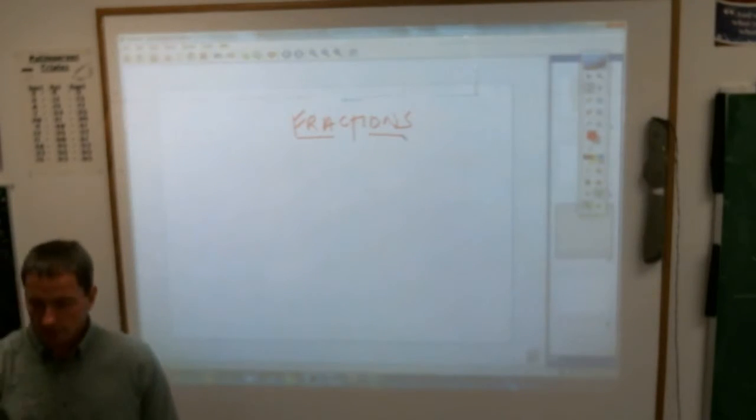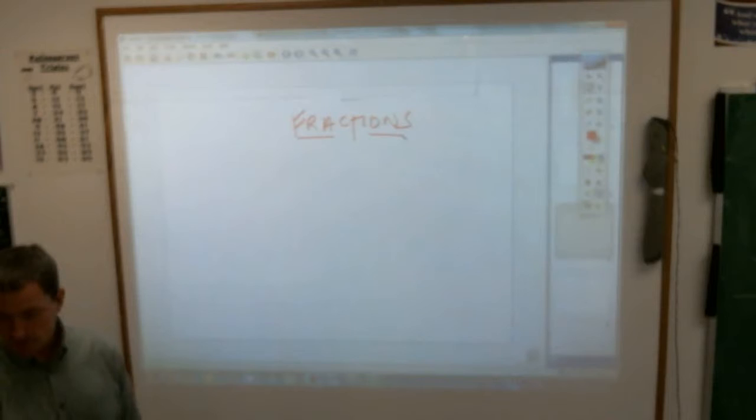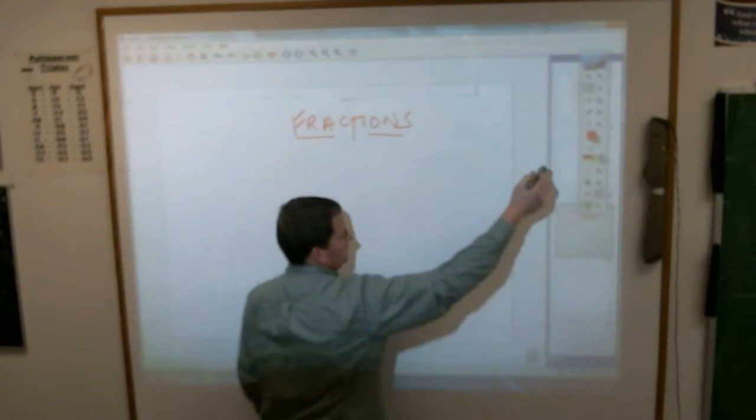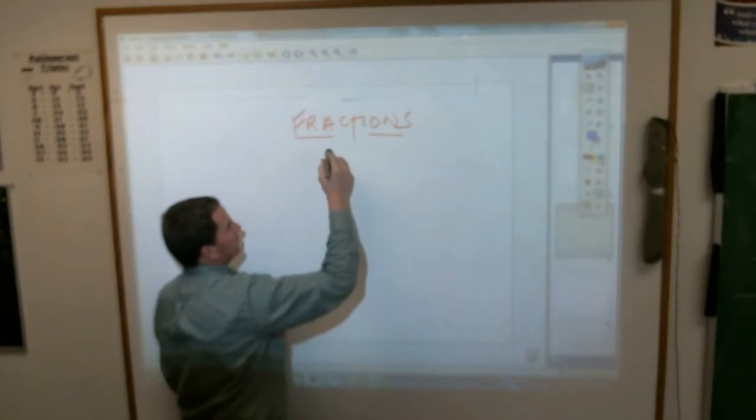Today's short yet exciting discussion is making equal fractions by multiplying by 1.